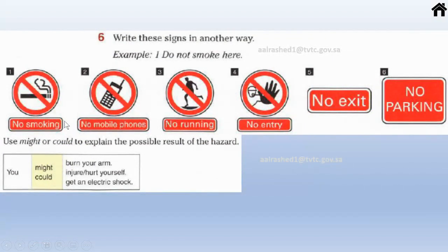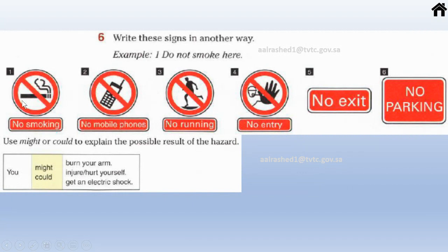I use must if you want to order someone to do something. Must not if you want someone to not do something. Might or could, you are talking about the possibility. ممكن. Okay, so you might. ممكن إيش؟ burn your arm. تحرق يدك. ممكن. You might burn.